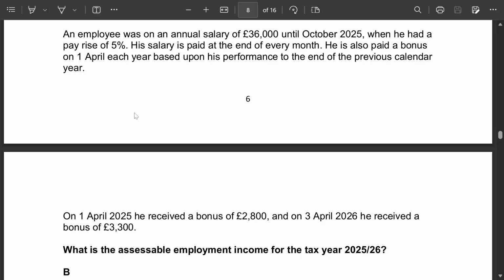The drafting could have been improved by saying that an employee was on an annual salary of 36,000 until the end of October 25, and then from November there would be a pay rise of 5%. And then make it extra clear and write it as, and from 1st of November, he was on enhanced pay with a pay rise of 5%. That would have made it much more clear. Okay, I got it.